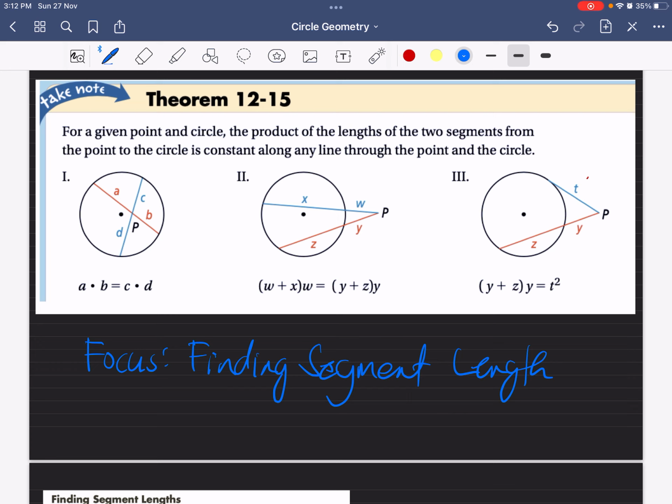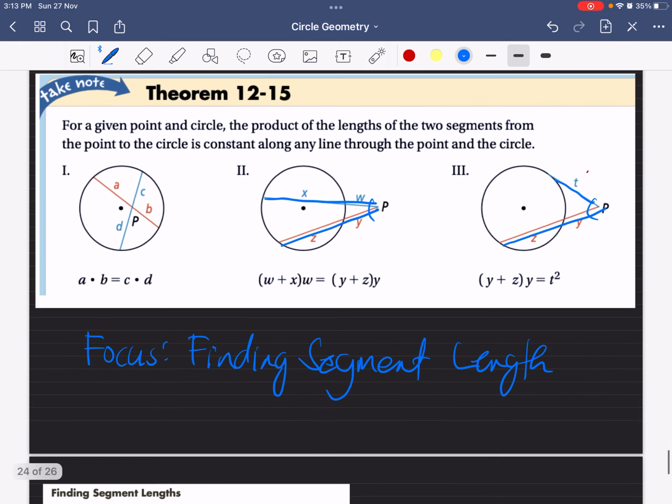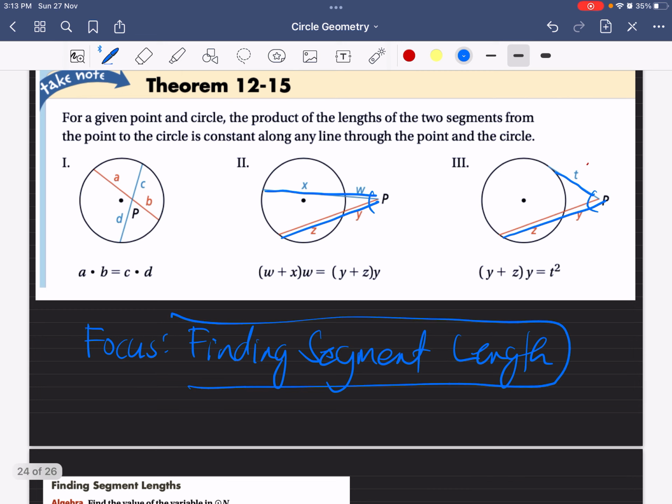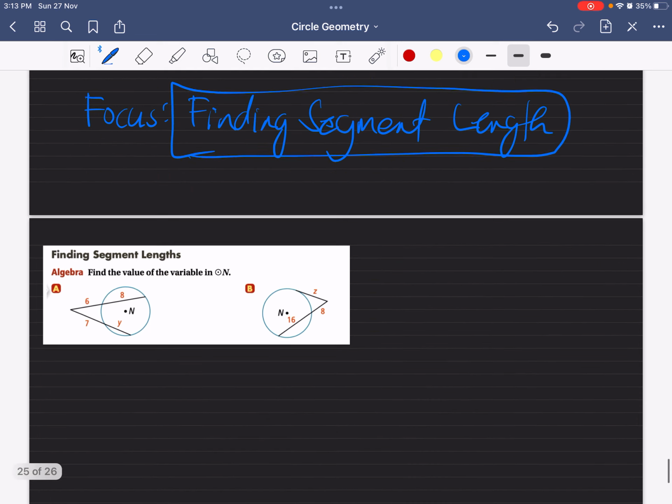So when there are two internal angles that intersect inside a circle, the other one is having an external point where it creates an angle outside. Okay, so this angle and this angle, and yet we can find its segment length. Remember that the focus of this theorem is more on segment length. Okay, so let's give you some examples.